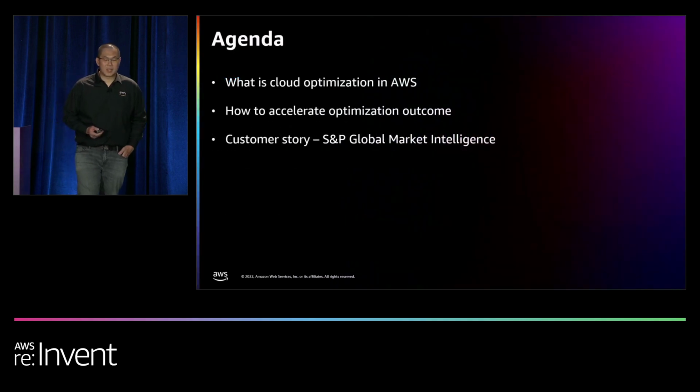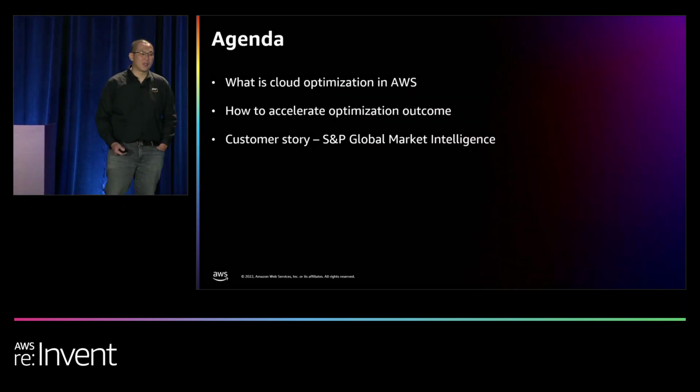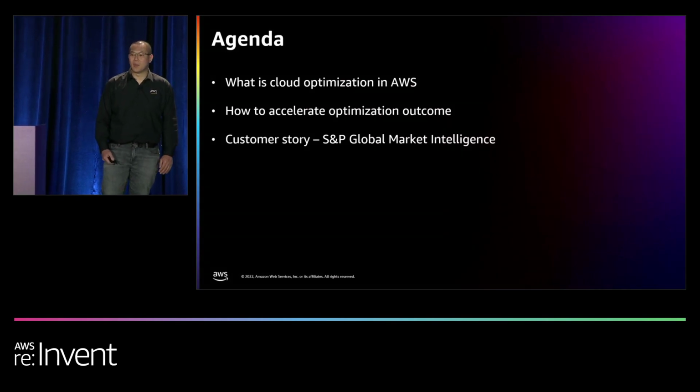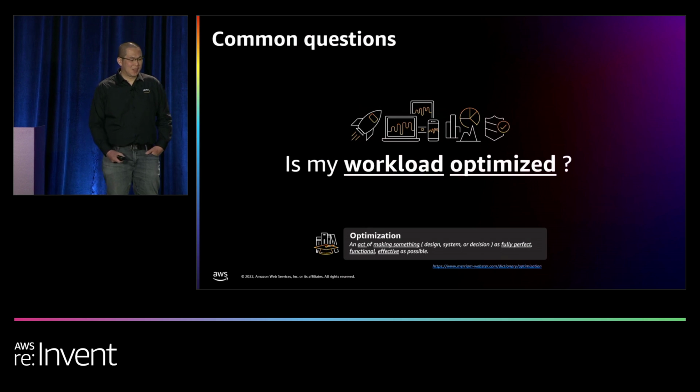So here is a quick agenda of what we're going to cover today. We're going to level set with what is cloud optimization in AWS, and then we're going to talk to you on how you can accelerate optimization outcome. And finally, we'll wrap up today with a quick story from S&P Global on how they have achieved a workload that is optimized in terms of agility, reliability, and cost optimization using AWS services and best practices. All right, so let's get started.